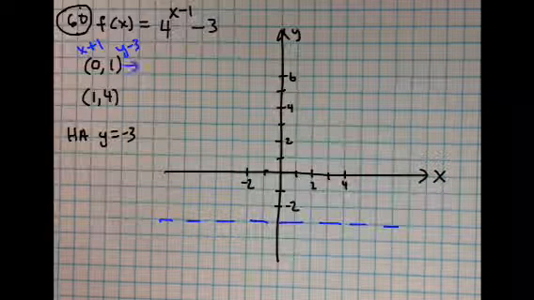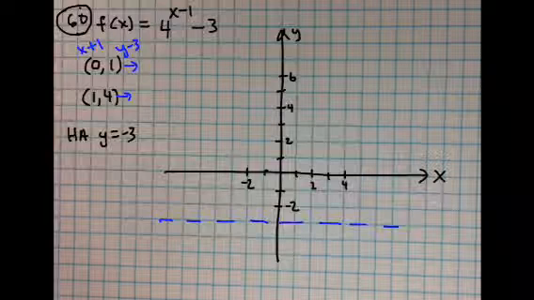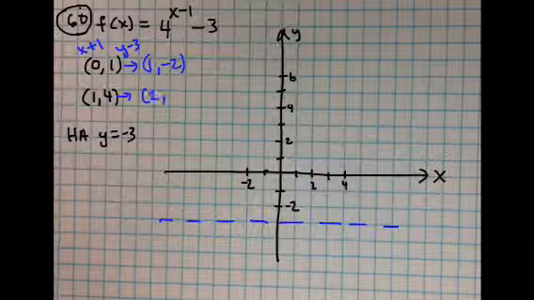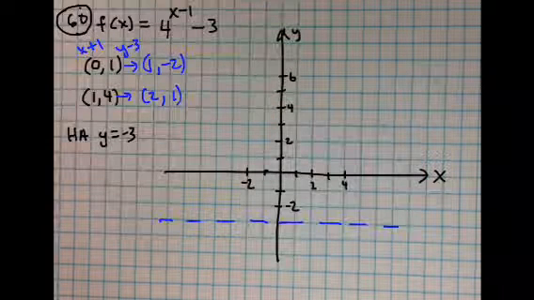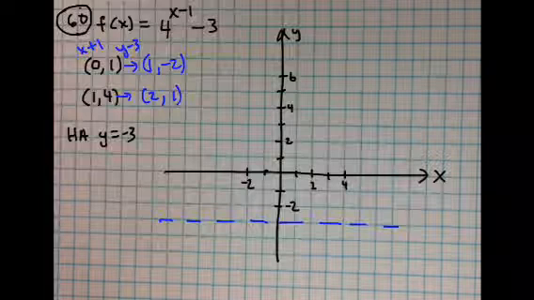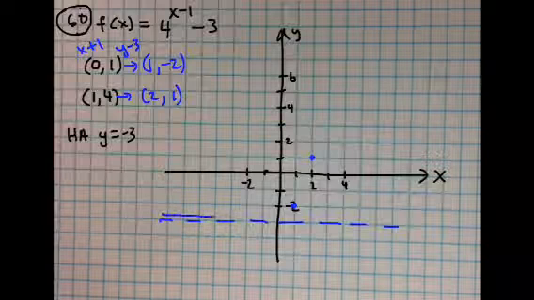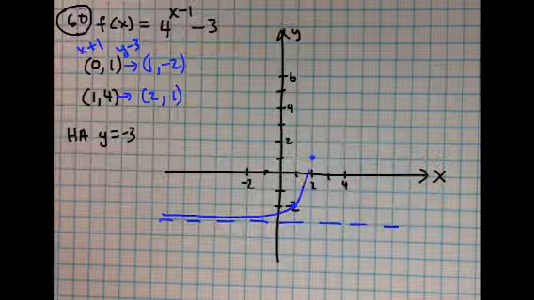Okay, so the new points become 0 plus 1, 1, 1 minus 3, negative 2, 1 plus 1 is 2, and 4 minus 3 is 1. So we're going to plot those points, 1, negative 2, right here, and 2, 1, right here. And so it's going to be something like this.